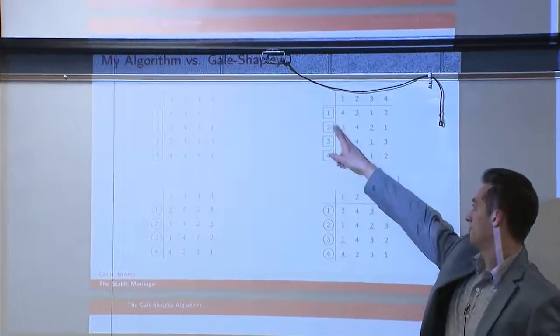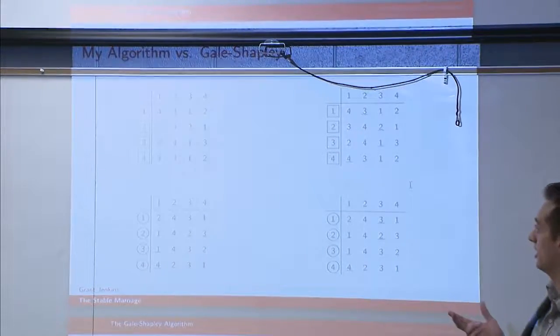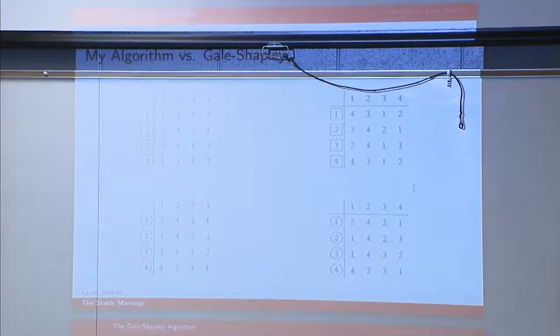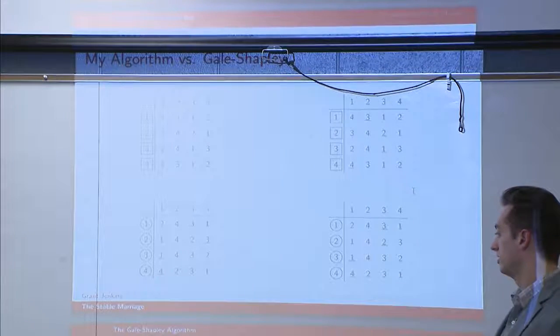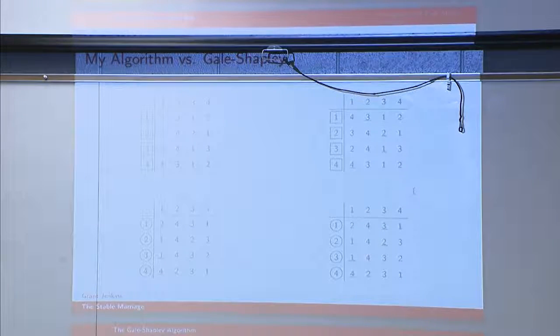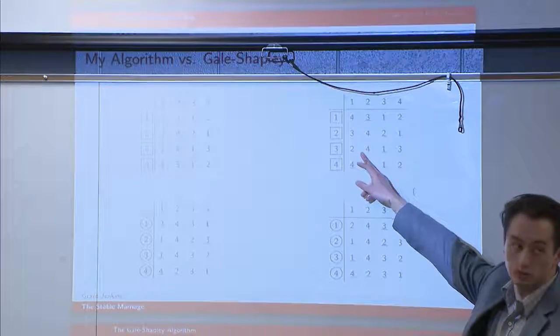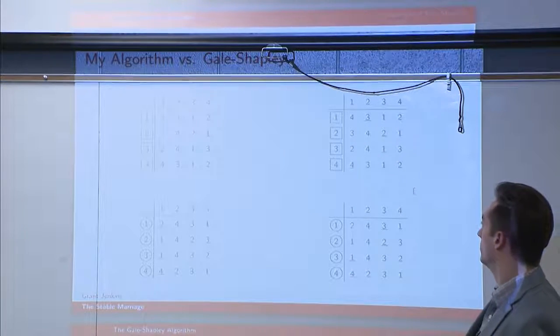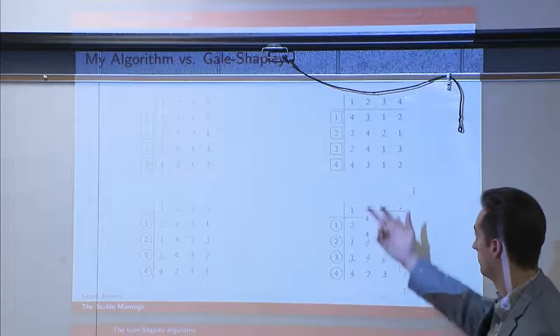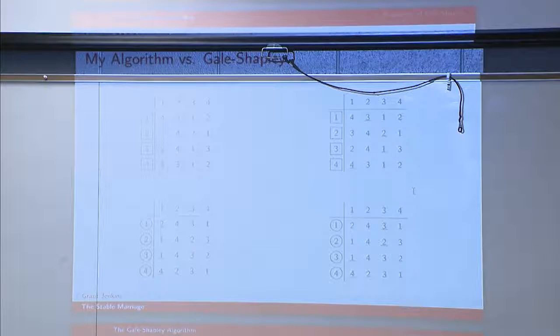So first off, if we were to check this, man number 1 would rather be matched with woman number 4 than woman number 3. So going down, checking the pair, woman number 4 got her first choice, so they don't want that matching. Woman number 3 got her first choice as well. So man number 2 cannot be matched to woman number 3, as well as 4, first choice again.